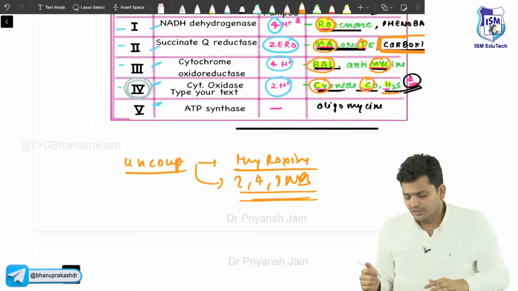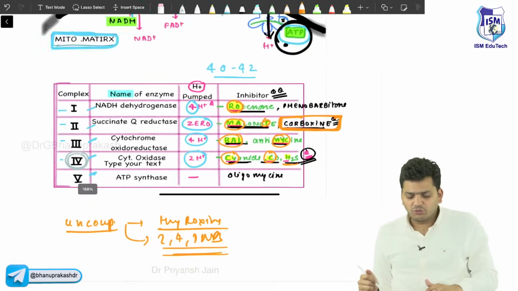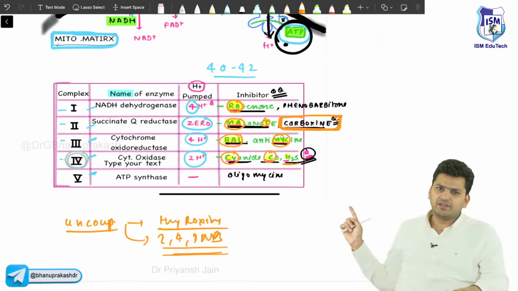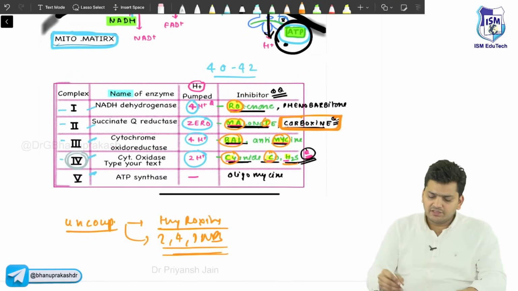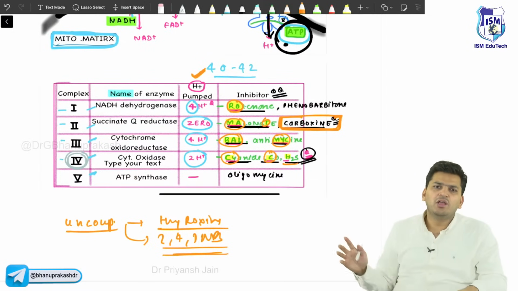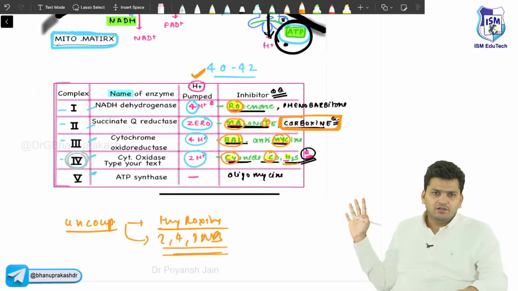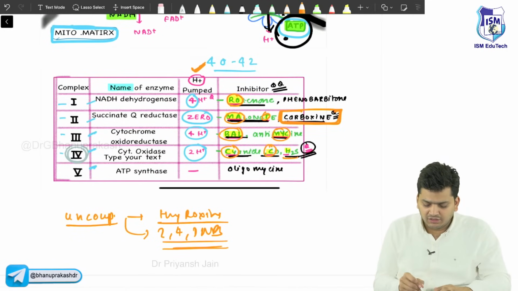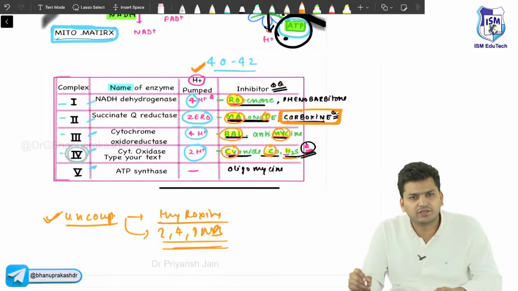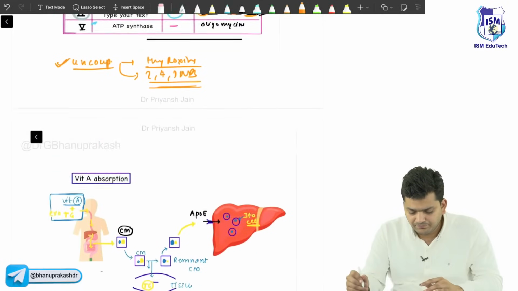Yes. So in the electron transport chain, what is the most important thing? This table: the name of the enzyme, how many hydrogens they will pump, which we have already remembered as 4-0-4-2, and what the inhibitor is: Ro mat balak machhar kata hai. And the uncoupler example is thyroxine, the physiological uncoupler.